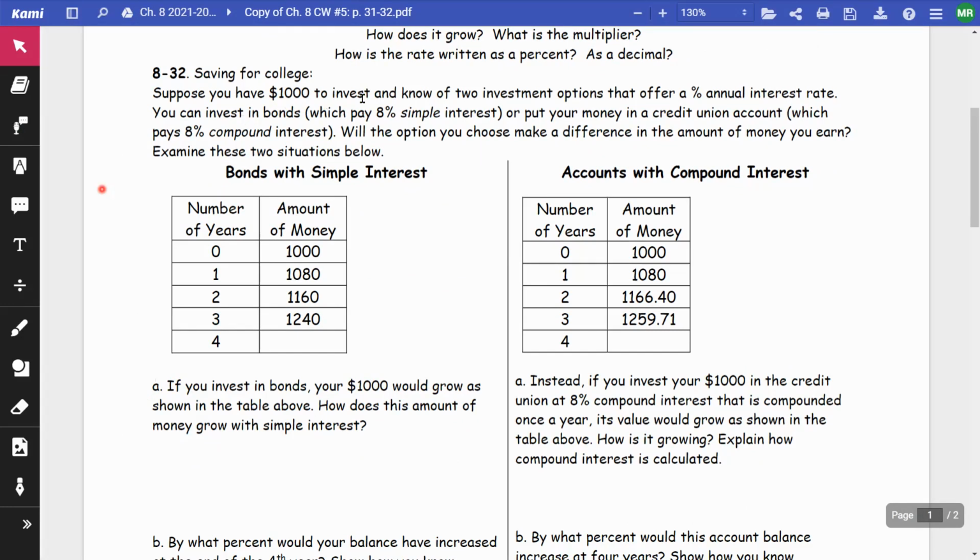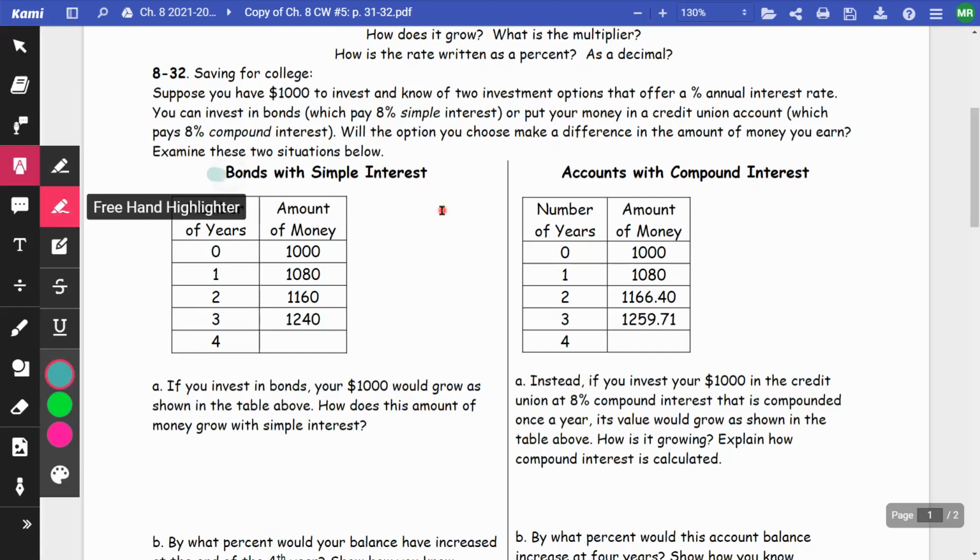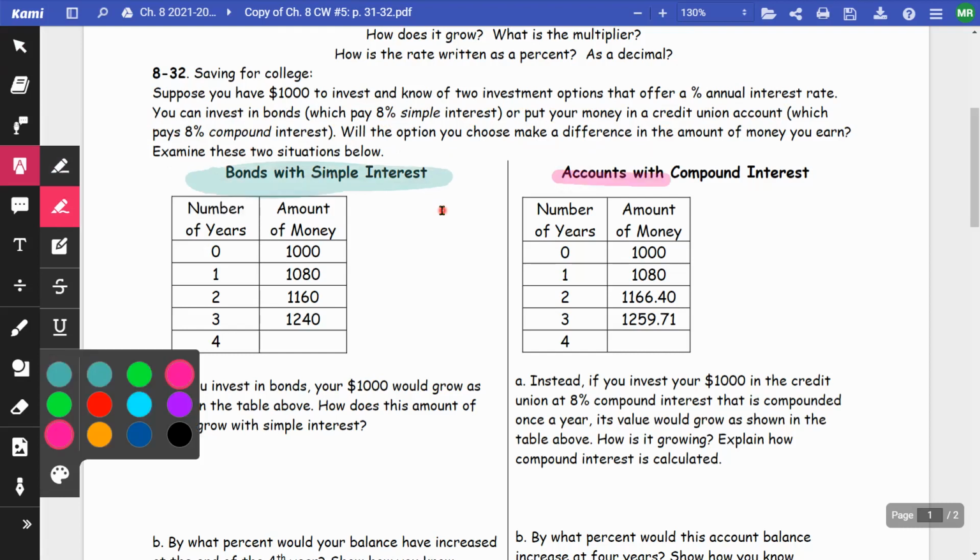Suppose you have $1,000 to invest and know of two investment options that offer a % annual interest rate. You can invest in bonds, which pay 8% simple interest, or put your money into a credit union account, which pays 8% compound interest. Will the option you choose make a difference in the amount of money you earn? Examine these two situations. So the first one here that I'm going to highlight in this teal color, that is our simple interest. This one over here that I'm going to do in pink, this is our compound interest.